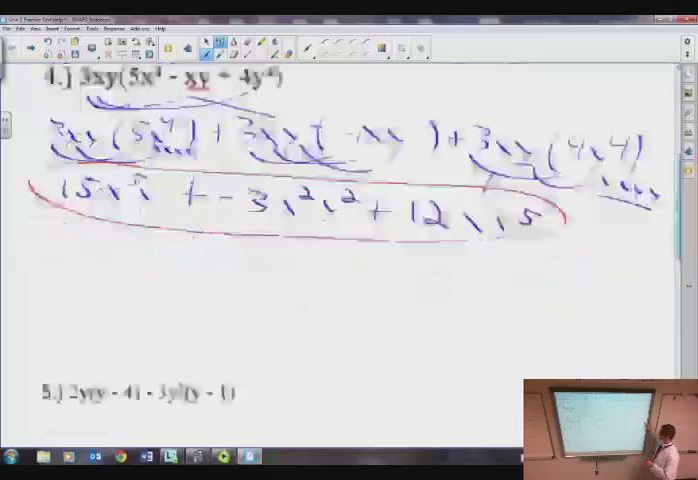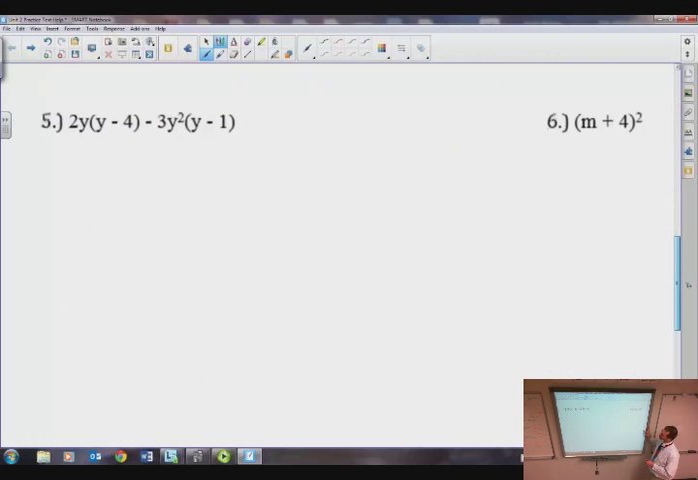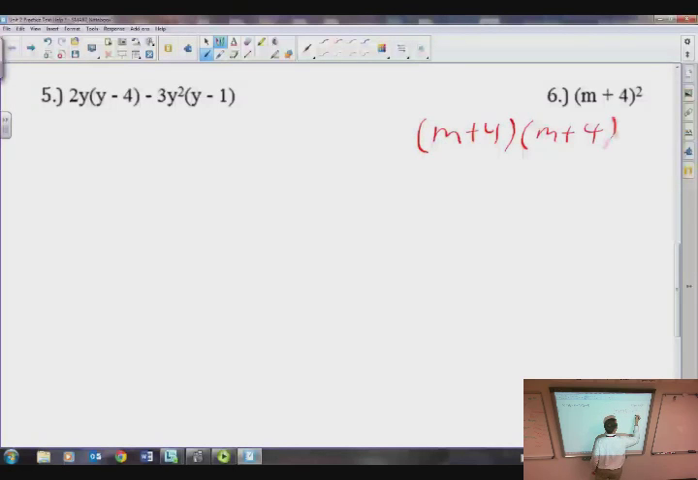Get me going. Okay, so number 5 again looks a little bit different than what you maybe have done. Number 6 maybe is more recognizable. So number 6 is just going to be n plus 4 times n plus 4. But number 5 is going to be a little bit different, so we'll come back to 5 in a second. We'll see if you did number 6 right.